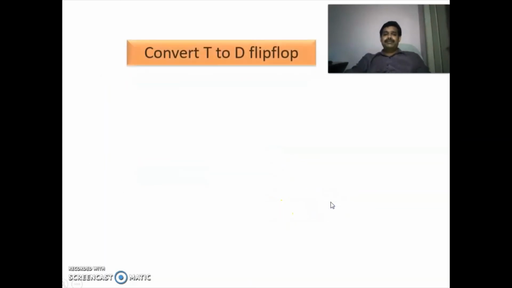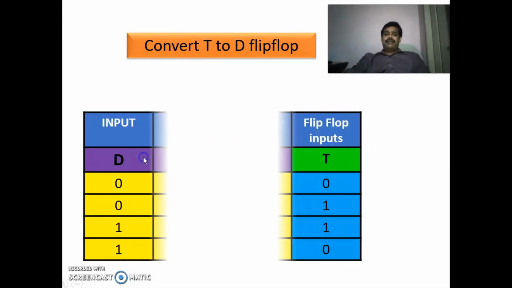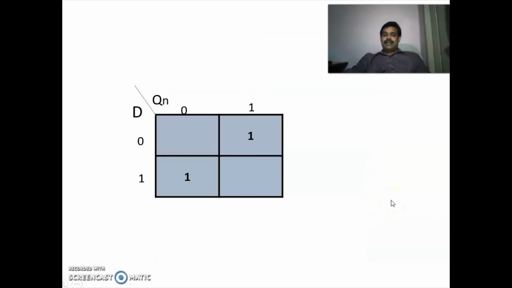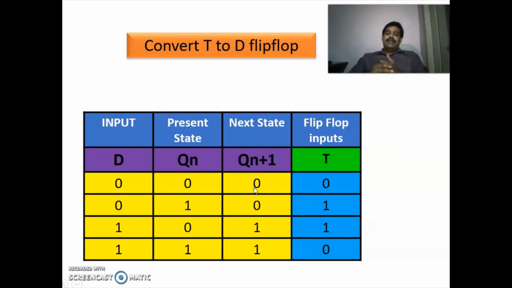Okay. Now conversion of T to D. So first we have to write the truth table of D flip-flop. So we have written the truth table of D flip-flop. Now by using the excitation table of T flip-flop. For T flip-flop for 0, 1 and 1, 0 we are having 1, and 0, 0 and 1, 1 we are having 0. So by using the excitation table of T flip-flop, you are filling this column T for 0, 0, 0, 1, 0, 1, 0, 1, 1 and 1, 1, 0.